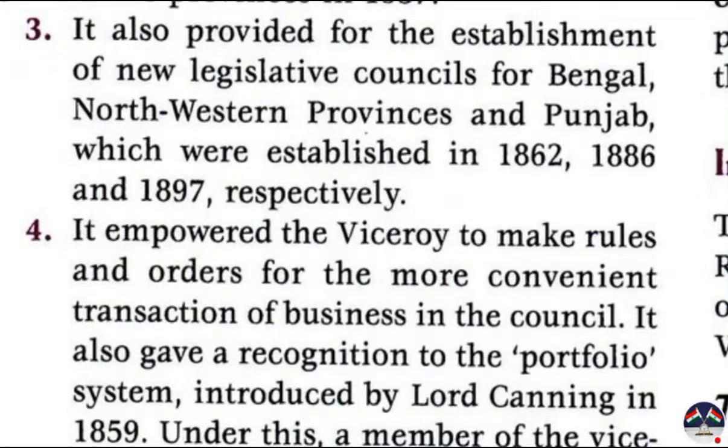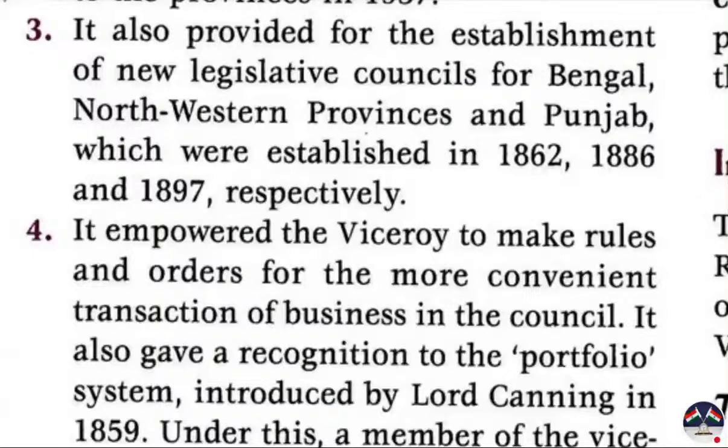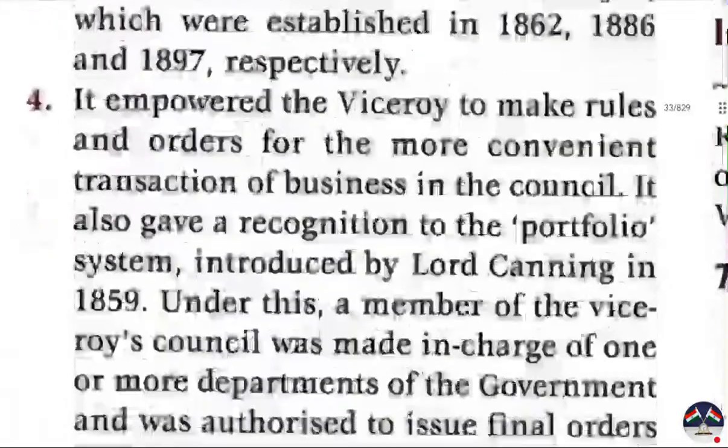It also provided for the establishment of new legislative councils for Bengal, the Northwestern Provinces and Punjab, which were established in 1862, 1886 and 1897 respectively.